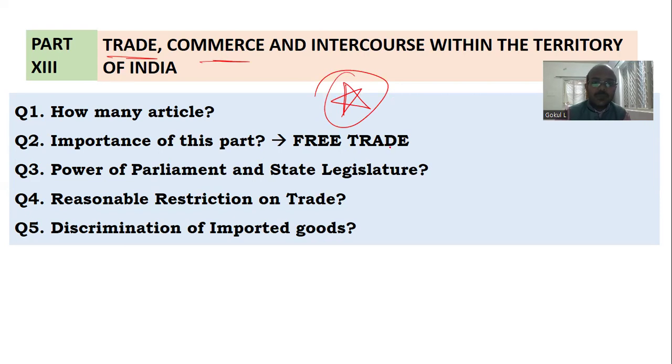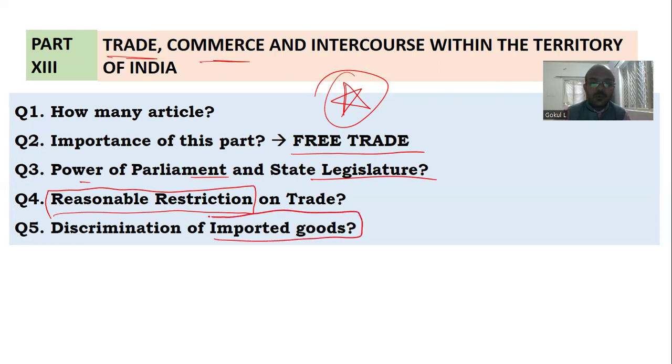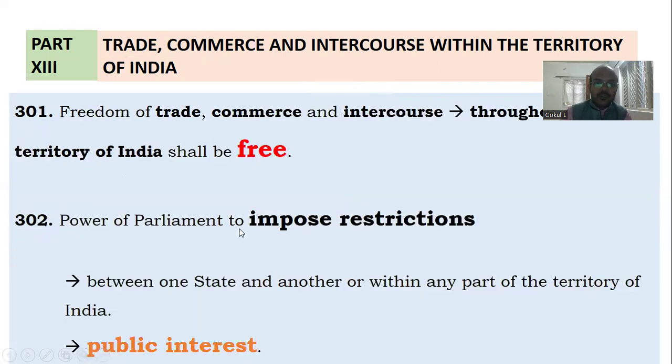Here we have certain aspects. We have what is free trade, and power of Parliament and State Legislature with respect to trade and commerce. Reasonable restriction on trade, very important. Governments can impose reasonable restriction on trade. Okay, next, discrimination of imported goods, very important. So just read it. Freedom of trade. We have freedom of trade, commerce and intercourse throughout the territory of India shall be free. It shall be free.